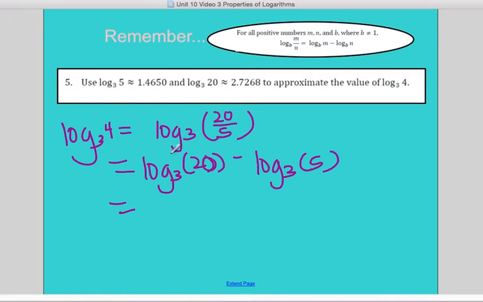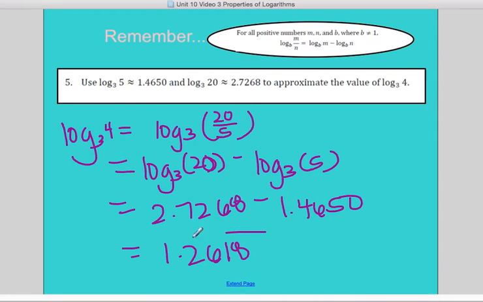Okay, and now I would write in my numbers. Log base 3 of 20 is 2.7268 minus log base 3 of 5, 1.4650. Make sure you type in those whole numbers into your calculator, and if you do, you will get 1.2618. And make sure you list all the decimals that your calculator shows for problems like these. Okay, that is our quotient property of logarithms.